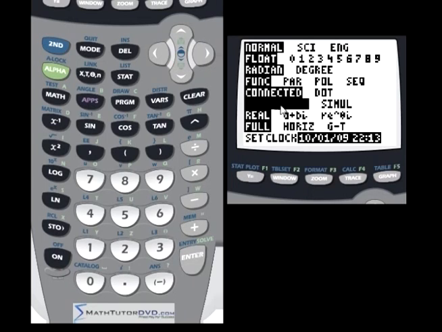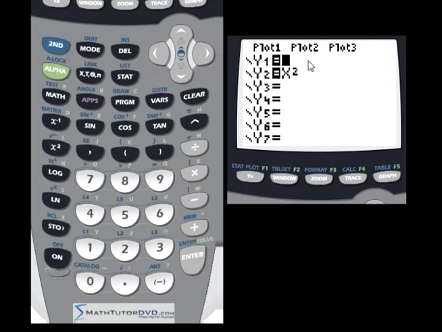Okay, and the next one is sequential versus simultaneous is what that's supposed to mean. What this means is also, again, how it graphs something. So let's go in the graph editor. Let's go ahead and clear them out here.